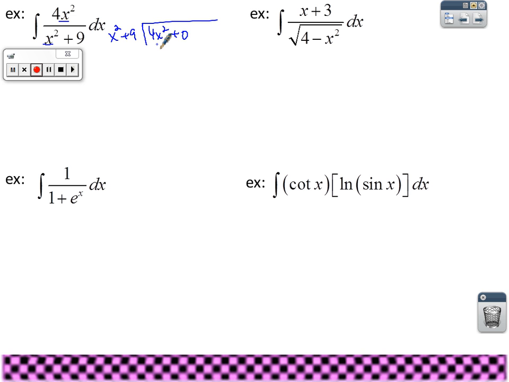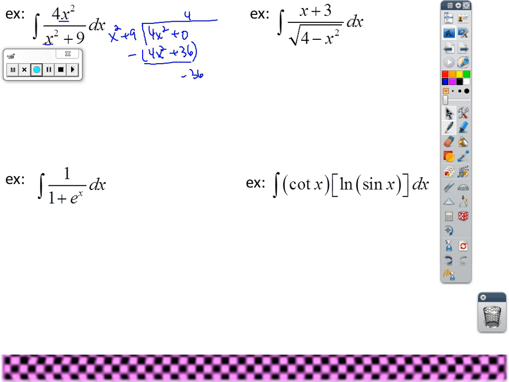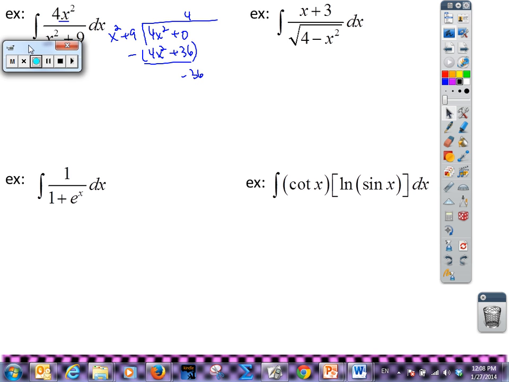So x squared goes into 4x squared 4 times. Then we multiply back out: 4 times x squared, and 4 times 9 is 36. I subtract. I get a negative 36. So basically what we have is, I can rewrite this integral. Move this out of the way.